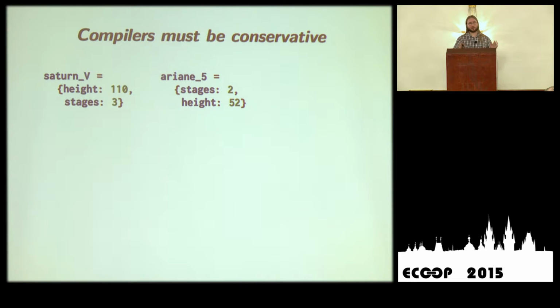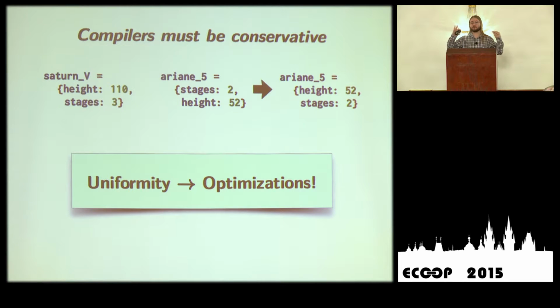Now, to make this concrete, imagine that you're writing a program in JavaScript that works with rockets. In one part of the program, you enter the data for the Saturn V rocket, which has a height of 110 meters and 3 stages. And elsewhere in the program, you're entering the data for the Ariane 5 rocket, which, as we all know, has 2 stages and a height of 52 meters. Now, in one case, we put the height of the rocket first, and in the other, we put the number of stages first. That may have been intentional, that may have been an accident, but the fact is, had we actually been consistent and put the height first in both cases, or stages first, it doesn't matter, this uniformity would have enabled more compiler optimizations to happen.